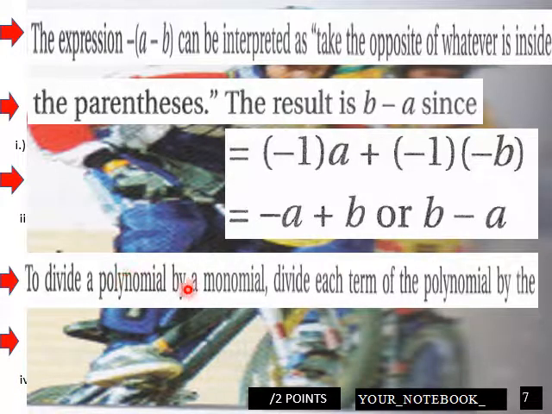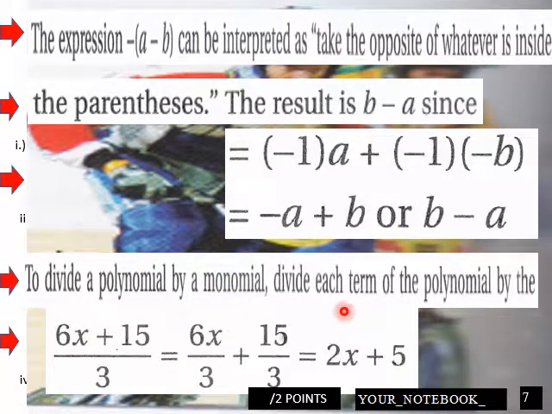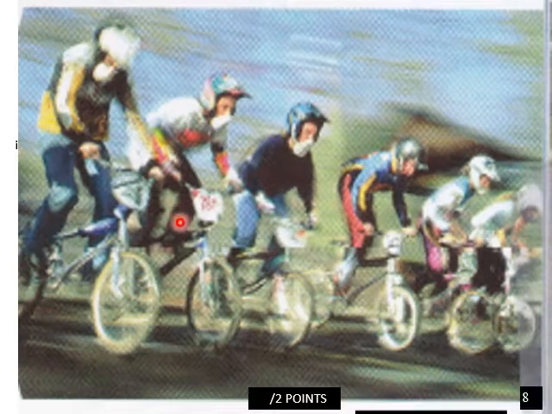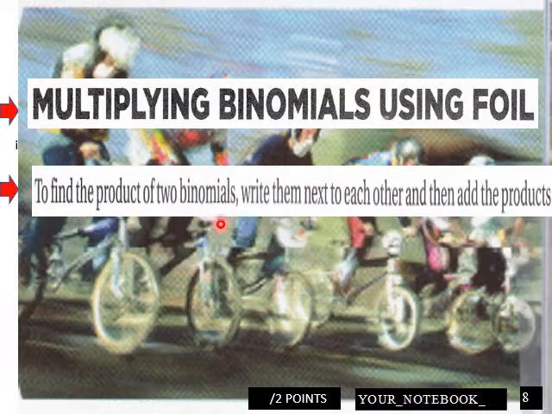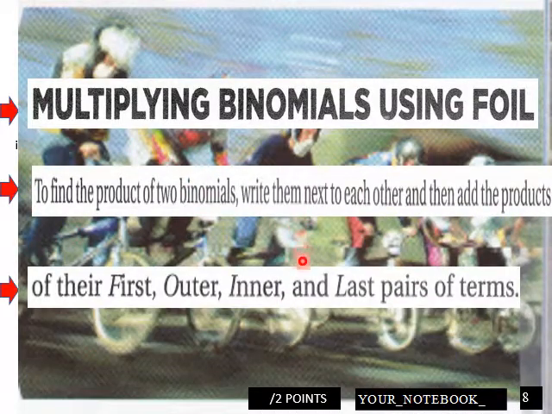To divide a polynomial by a monomial, divide each term of the polynomial by what you're dividing by here. Multiplying binomials using FOIL: first, outer, inner, last pairs of terms. This is something that you should have gotten in your freshman year of algebra.